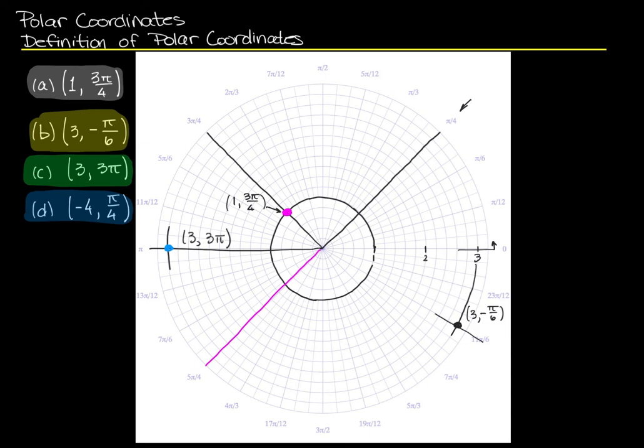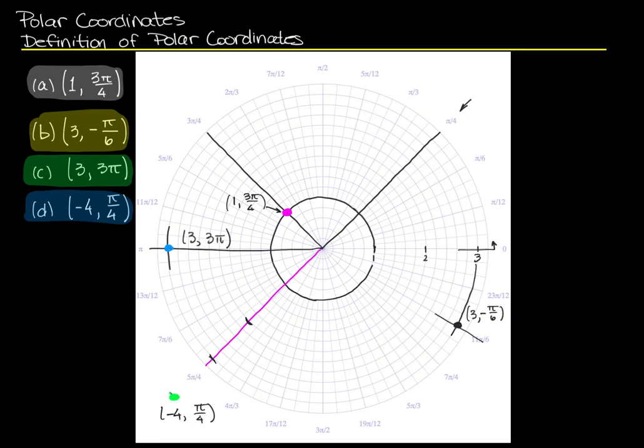So let me see if I can figure out what negative 4 would look like. So I've got 1, there's 2, 3. So they're about that distance. So 4 is probably about there. So this point, we'll go with green this time. This point right here has coordinates negative 4, comma, pi over 4.